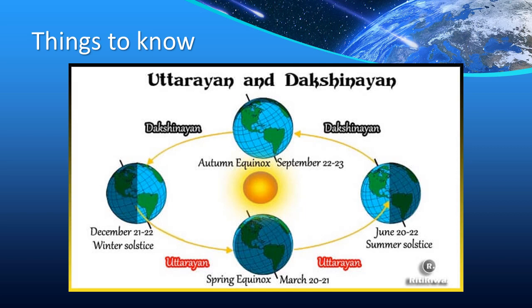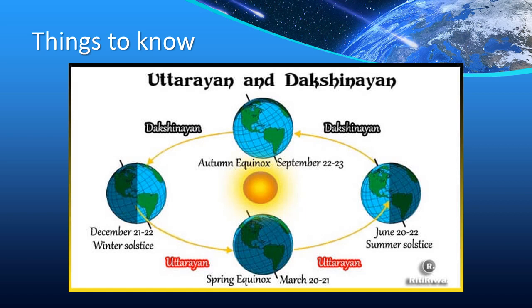That is the day of summer solstice, and after that the days start getting shorter because the sun rays start falling vertically in the south, in the dakshin of the equator. Hence it is dakshinayan. Till the time we get the autumn equinox, where the day and night are equal, and then it keeps getting shorter till we have the shortest day, again the winter solstice.